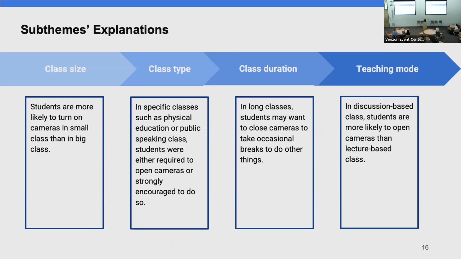Class duration refers to the idea that if a class is very long, for example over 2 hours, students prefer closing their cameras to take breaks, or they prefer doing some other random things. The teaching mode means that in a discussion-based class, students are more likely to open their cameras to discuss with their peers or instructors. But in a lecture-based class, students prefer closing their cameras because they think there's no reason to open cameras. They can only listen to the lecture like a podcast.